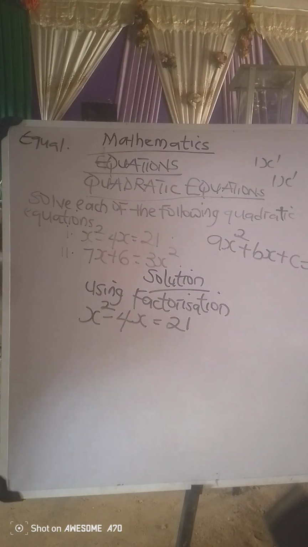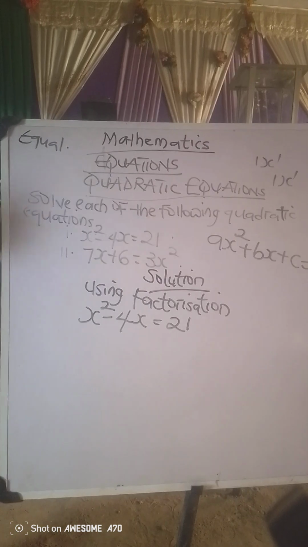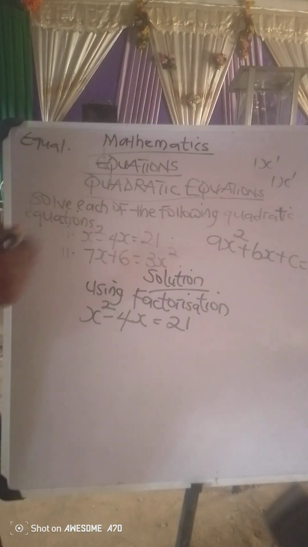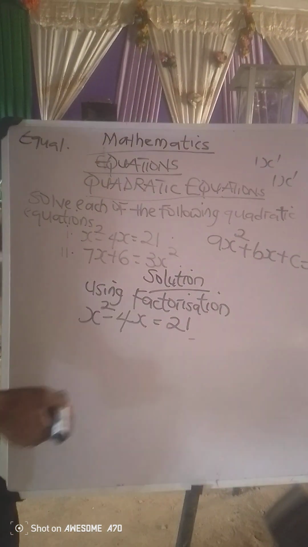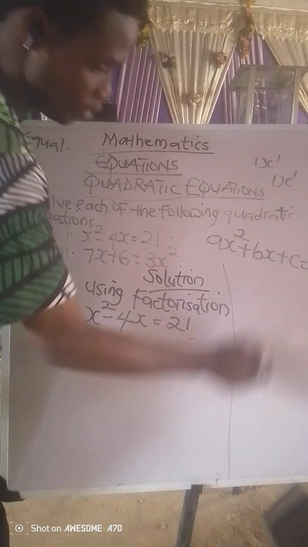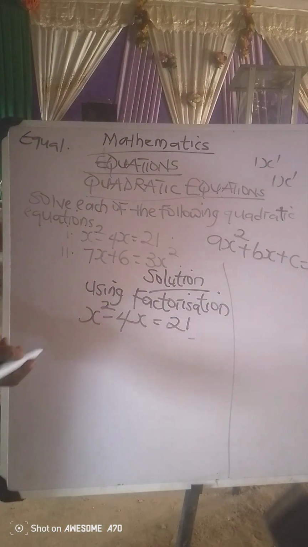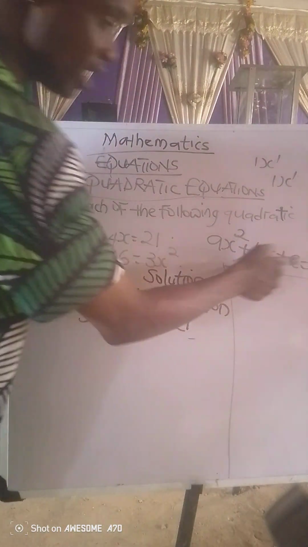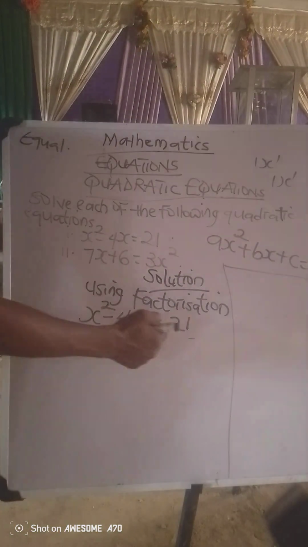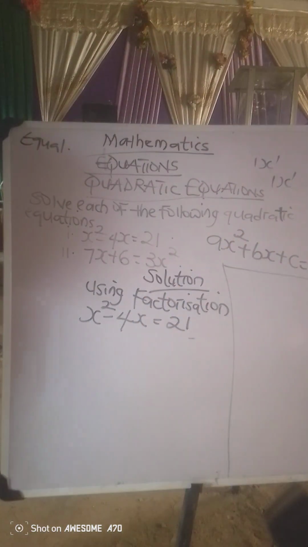Are you hearing me? We call them what? Variables. So now, this is the equation. How do we go about solving it? First of all, don't forget that you have to arrange it to be like what? Like this. That means 21 will cross the equation line.